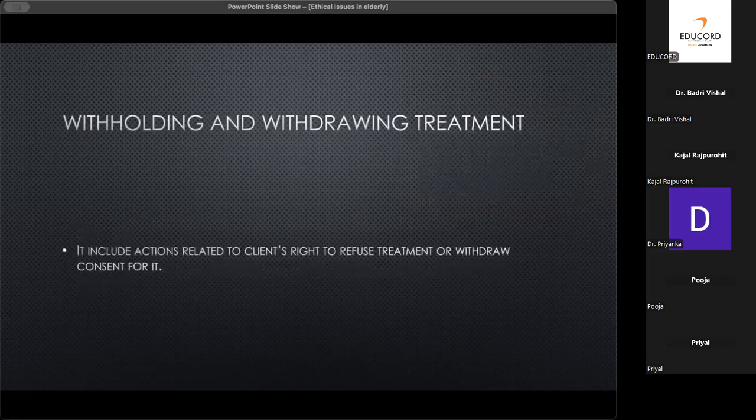Withholding or withdrawing from the treatment, as I told you, the patient has the right to withdraw from the treatment. It includes action related to the client's right to refuse treatment or withdraw consent for it at any given time. It is there in the research as well, and it is there in the treatment as well. The patient can refuse or withdraw the consent for the treatment at any given time, and we cannot actually force that person to take any kind of treatment, because it is against the ethics of the condition.